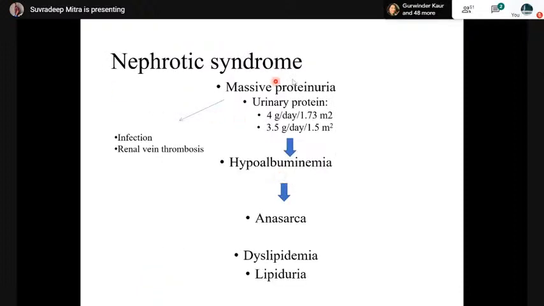Of course, you know about nephrotic syndrome. It presents with massive proteinuria followed by hypoalbuminemia and anasarca, which is generalized edema, also associated with dyslipidemia and lipiduria.